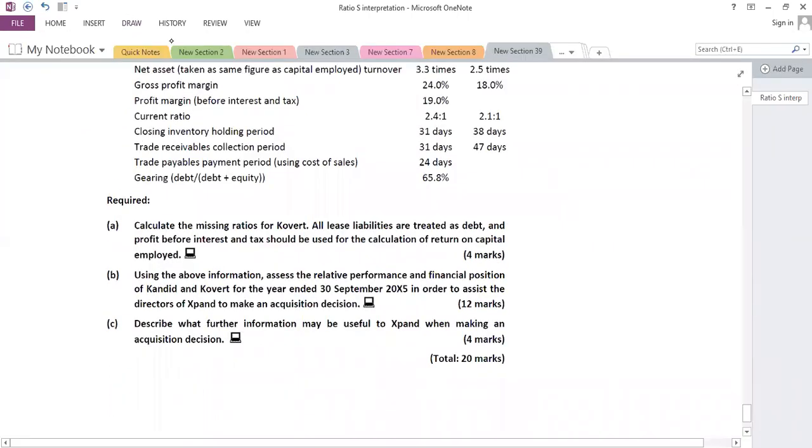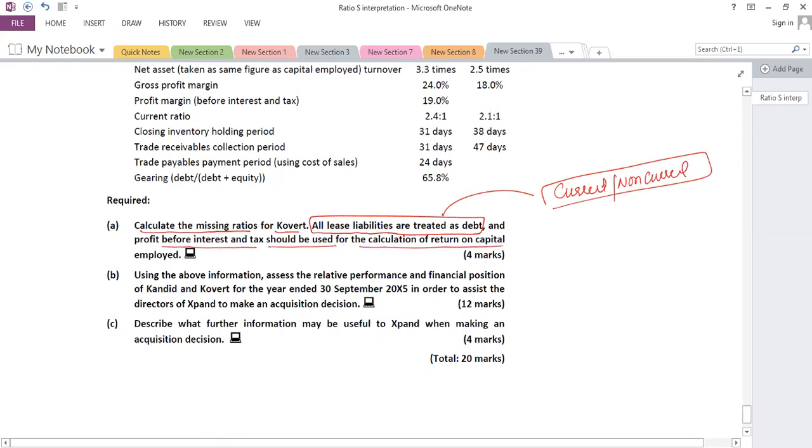Requirement number 1 says: calculate the missing ratios for K. All lease liabilities are treated as debt financing. It means the current portion of lease liability as well as the non-current portion of lease liability under IFRS 16. And profit before interest and tax should be used for the calculation of return on capital employed.